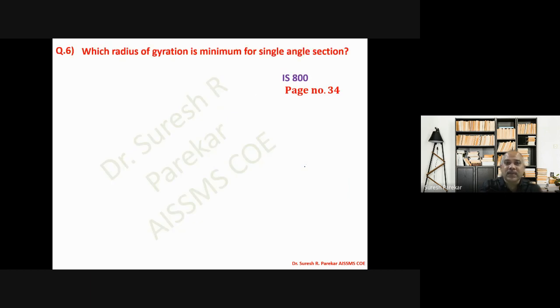Then, which radius of gyration is minimum for a single angle section? We actually have four axes. We have XX, which is generally mentioned as ZZ in IS 800 2007, then YY, then UU, and then VV. For a single angle section, the radius of gyration is always minimum along the VV axis.